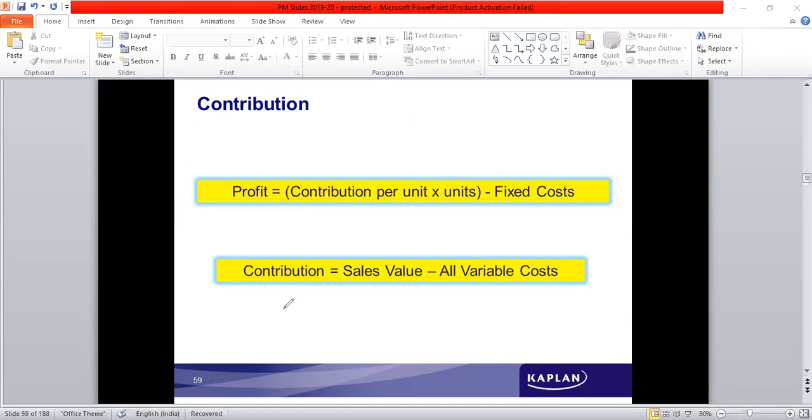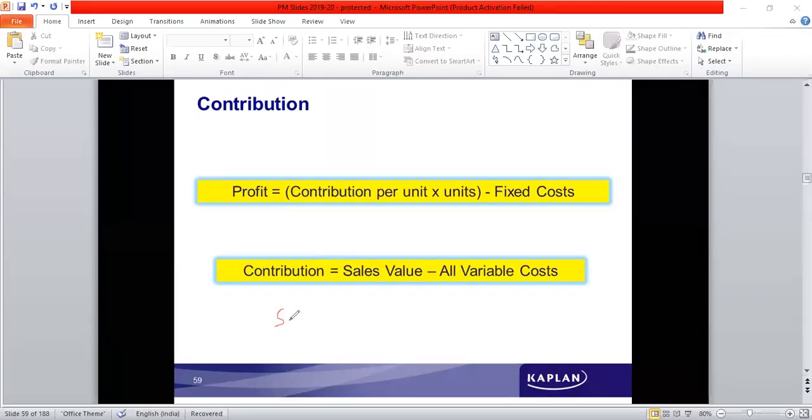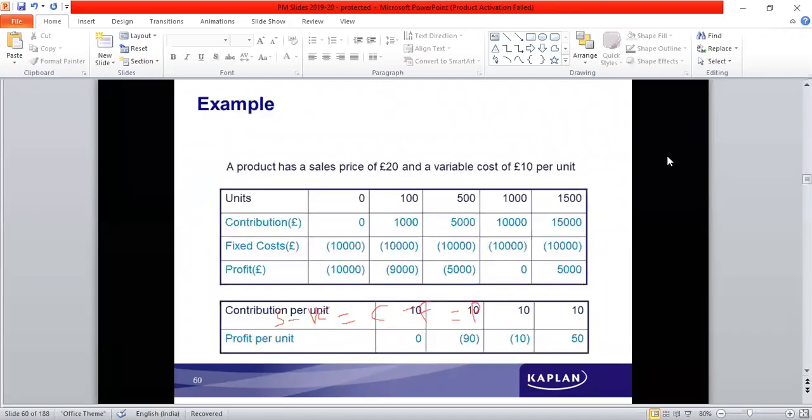Once we have contribution, sales minus variable cost is contribution, that's fine. After that, from the contribution, when fixed cost is deducted, this will become profit. So that is the equation. So beyond that, let's see what else do we have.